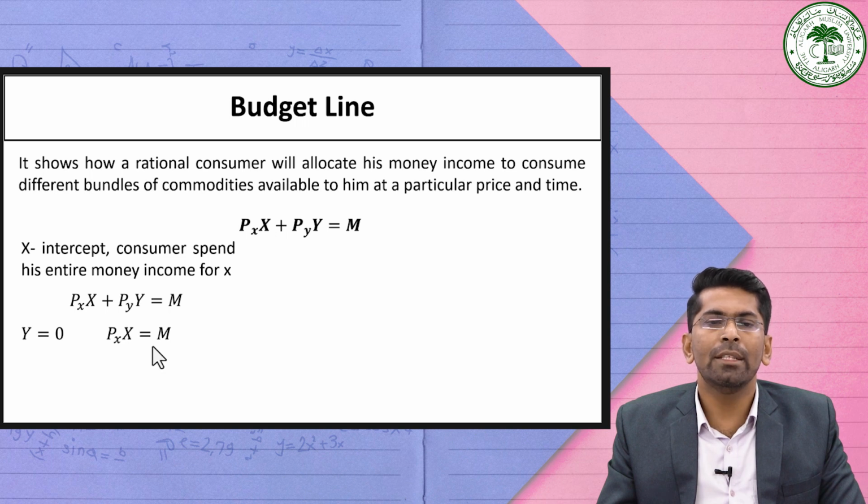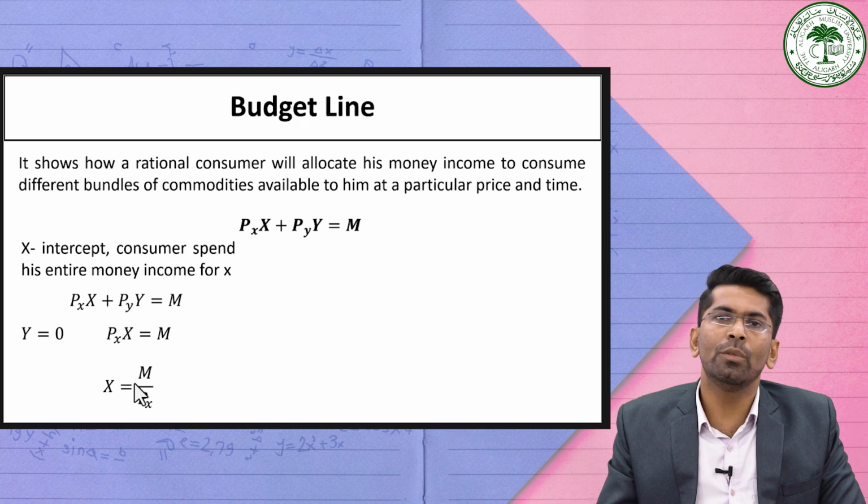So if you isolate X here, we can divide both sides of the equation by price of X. Then price of X on the left hand side will cancel out, and on the right hand side it will become M divided by price of X. So when Y is equal to 0, then X is equal to M divided by price of X. And this is nothing but the x-intercept term.